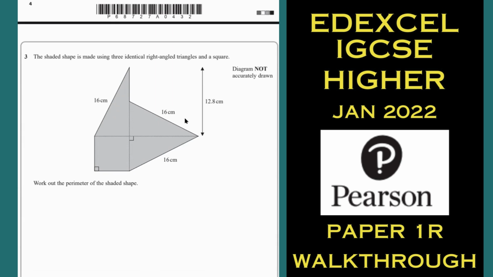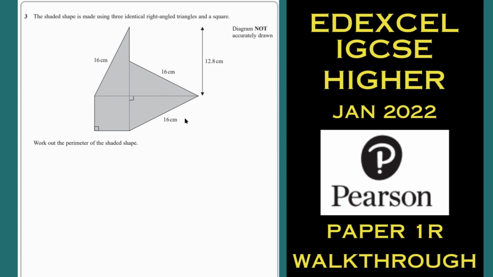Number 3, bit more thought required. Here's my logic. You see that 16? There's 3 of them. So you can already start building up a picture that 16, 16 and 16 give you 48. What else do we know? Well, we don't quite know how big the square is, so that's your first problem. And neither do we know how big that is.